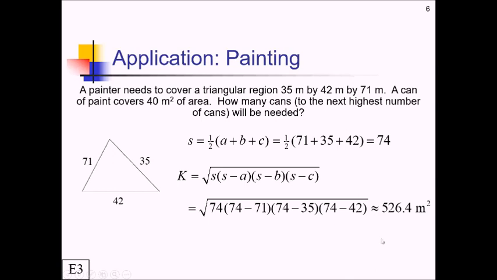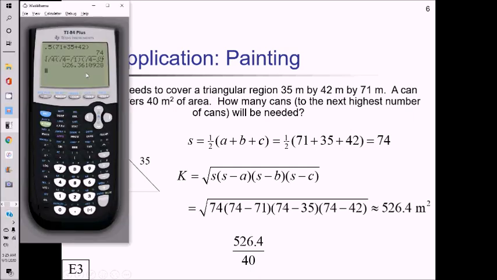But hold on a sec, the problem's not done. We wanted to know how many cans of paint we needed. So we need to divide this by 40, because it's 40 square meters that a can of paint covers. Let's see what that comes out to. Back on my calculator, since I've already got the area as my answer, I'm just going to press the divide button and divide that by 40. Press enter, and that's 13.1 and some change, 13.2.